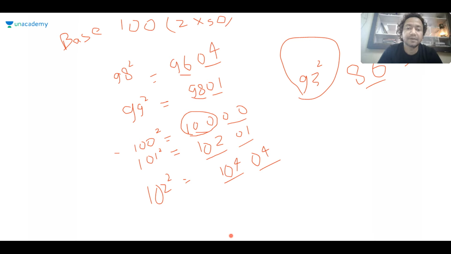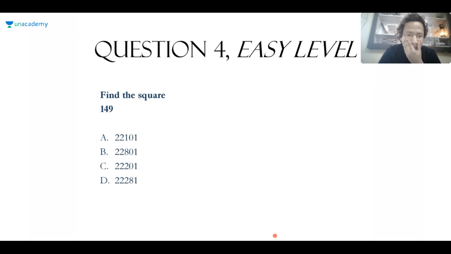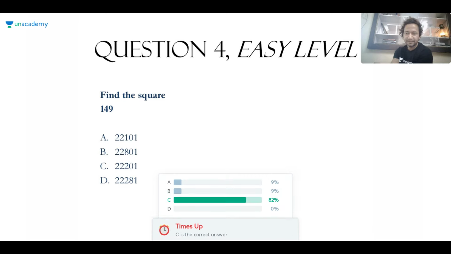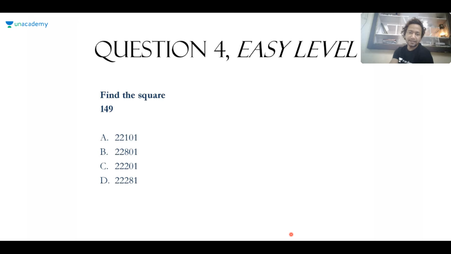The last question. Let's see how many of you do it. This is the question. The base is 150 in this case. Everybody got it right. Great. Two people got it wrong. Well done, Ridhima and Prerit. You do got all the answers correct. Very good.